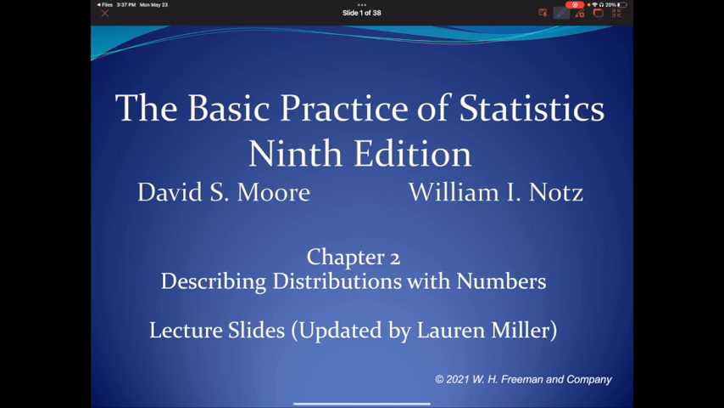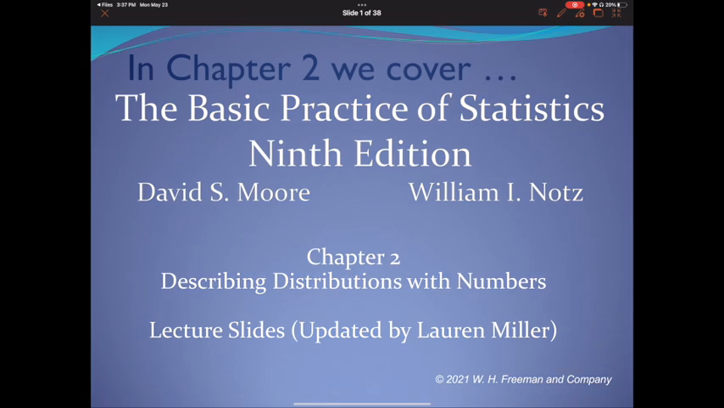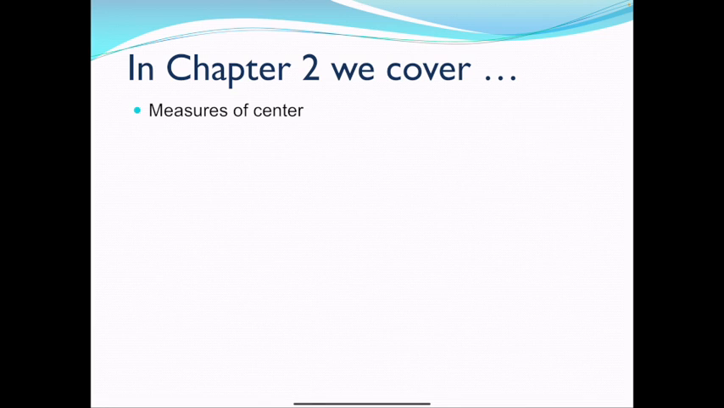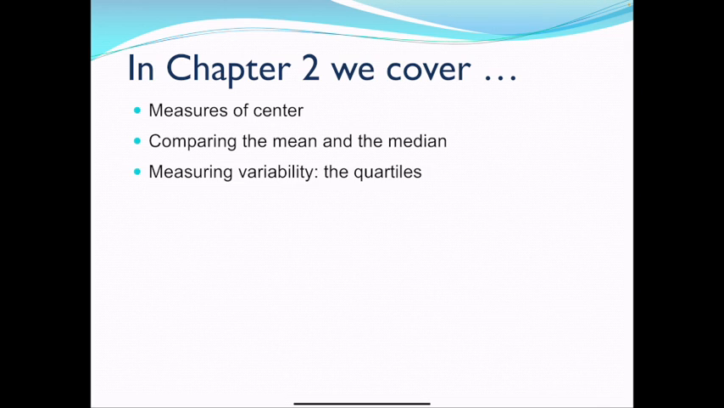So in chapter 2, what we're doing is we're going to be describing distributions with numbers, specifically measures of central tendency and measures of variation. In this chapter, we're going to cover the measures of center, which are mean, median, and mode. We're going to learn how to compare the mean and the median and when to use each one. We want to look at variability within the quartiles. Quartiles break our data set up into quarters.